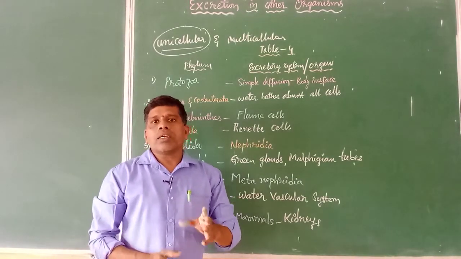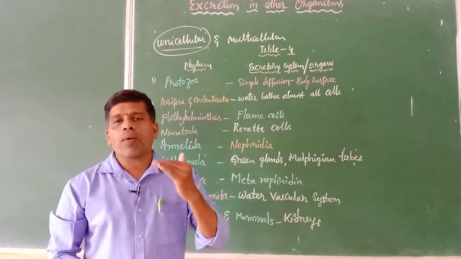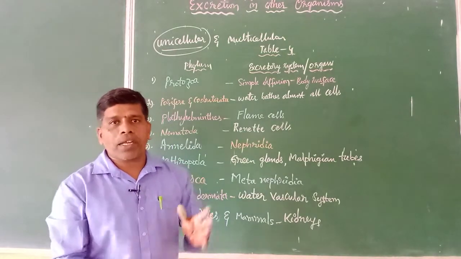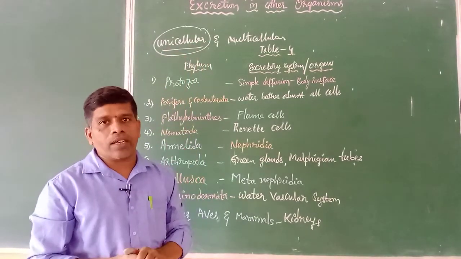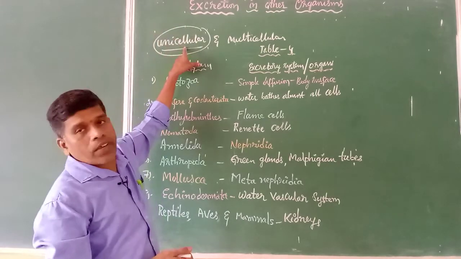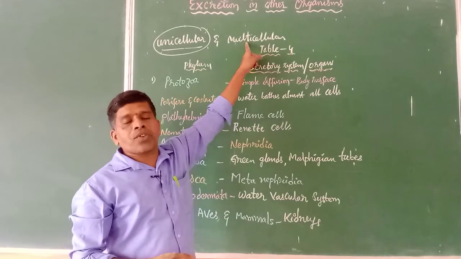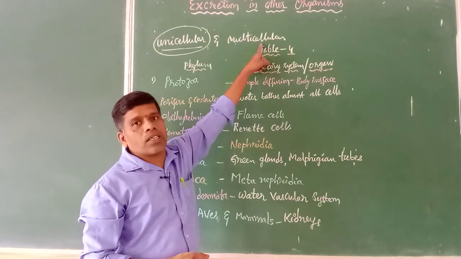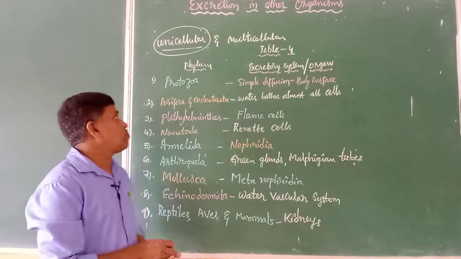We know well that to form the organs we require a number of tissues, and to form the tissues we require a number of cells. But here we have unicellular, meaning only single-celled organisms. So what type of method is followed by the unicellular organisms to excrete the waste materials, and what are the different types of excretory organs in the multicellular organisms? Let us see here; by seeing this table we can understand.